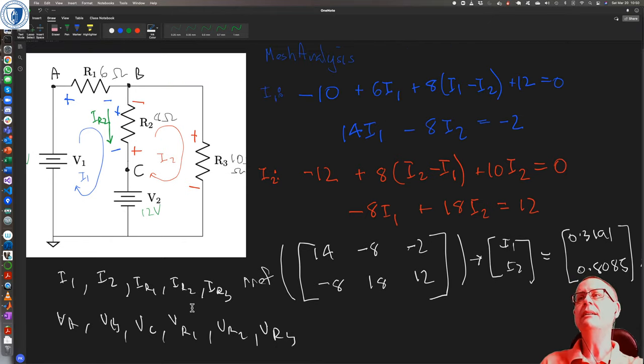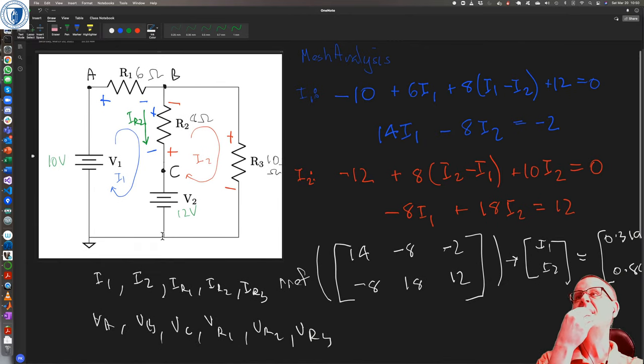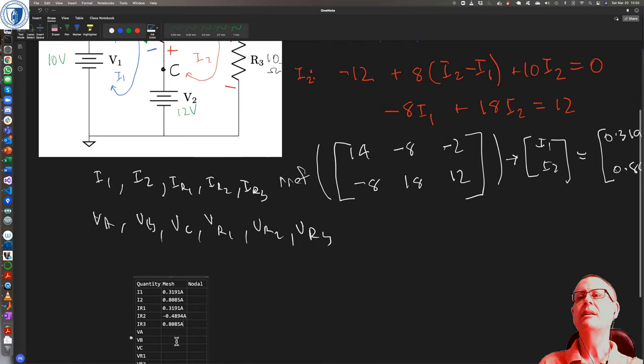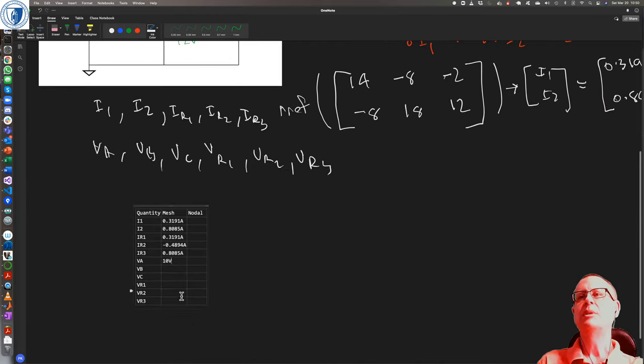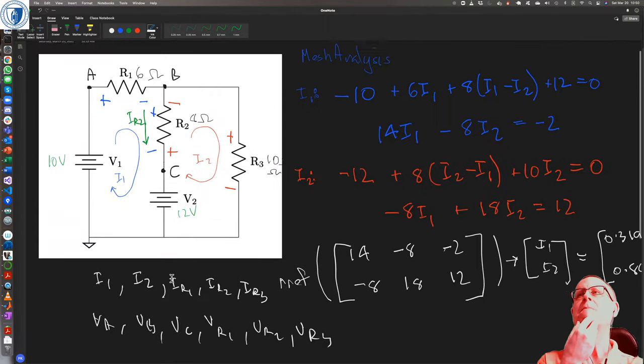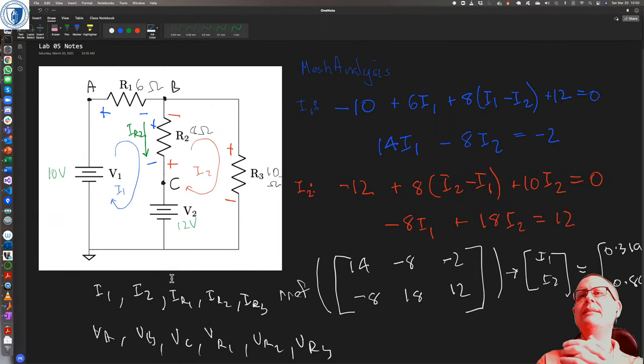Okay, so VA should just be equal to 10 volts, I think. We haven't actually done that yet, but there's nothing different between nodal analysis and mesh analysis telling us what the voltage at A is, right? It's got a 10 volt supply connected to it from Earth, so it's going to be 10 volts. Similarly, VC is going to be 12 volts, because it's just got a 12 volt supply connected to it. The only troubling one is node B.